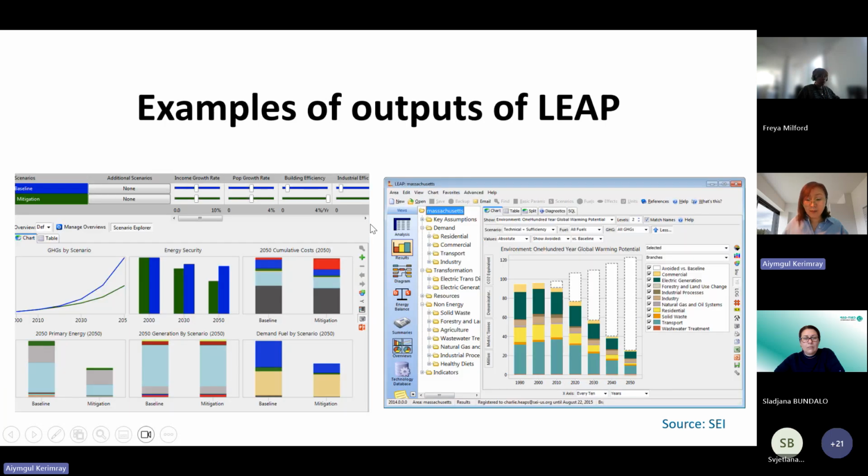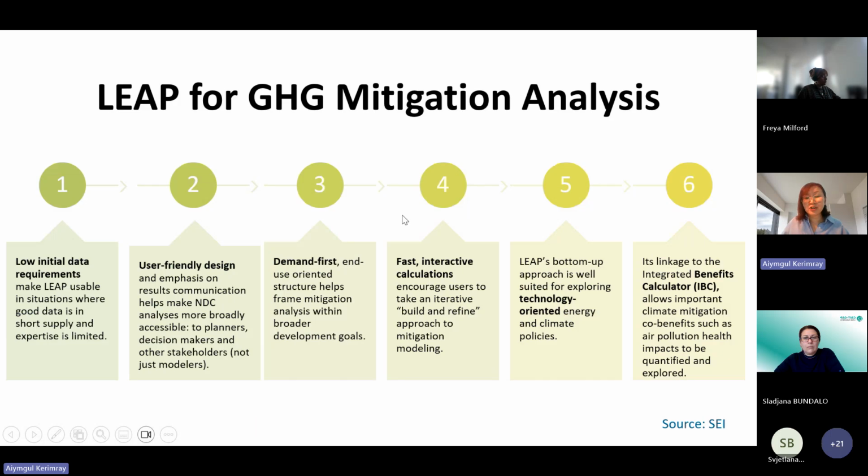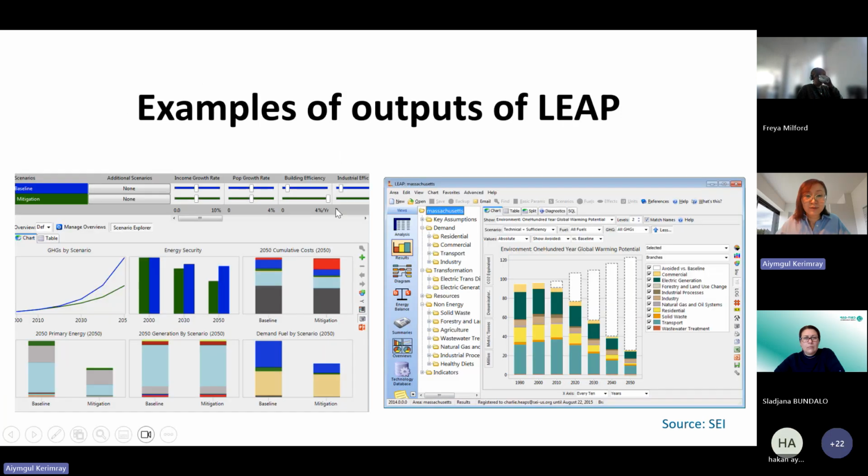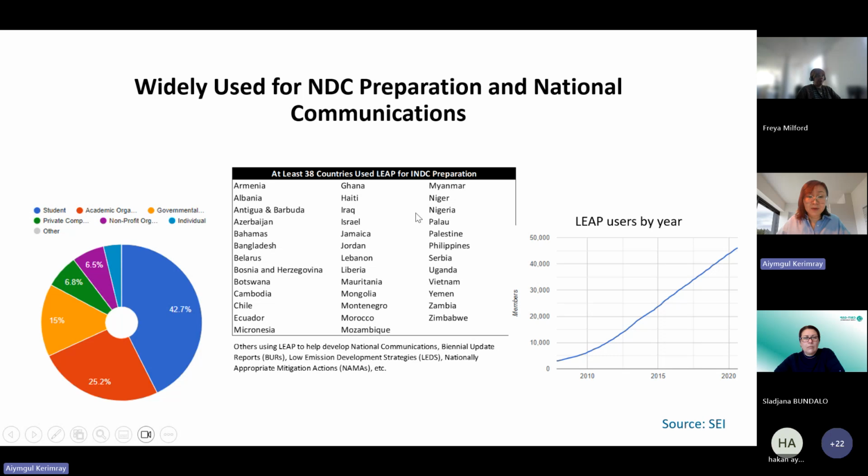So once one model was developed, for example, for GHG projections, then the model can be updated and new data can be added, and many other things can be explored with one modeling tool. So this is a typical example of the output of the tool. You can see that the graphs are created automatically. GHG mitigation analysis can be done in a very useful manner. And it is widely used, and the number of LEAP users is growing every year.